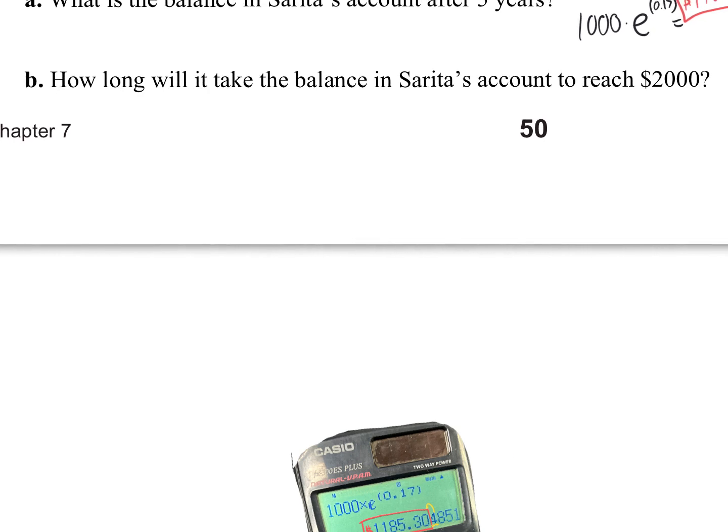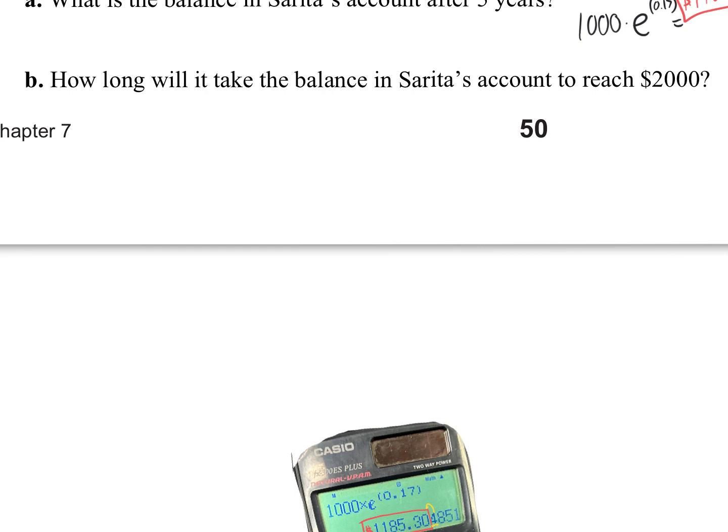Next part of the question is, how long will it take the balance in Sarita's account to reach 2,000, for it to double, right? So how many years would she have to leave it in this account that pays 3.4%, compounded annually, continuously? How long would it take for it to double to be 2,000? So what we're going to do is write an equation using the formula, but this time they're asking how long will it take? So the question is time. How much will time be in order for your answer to be 2,000?